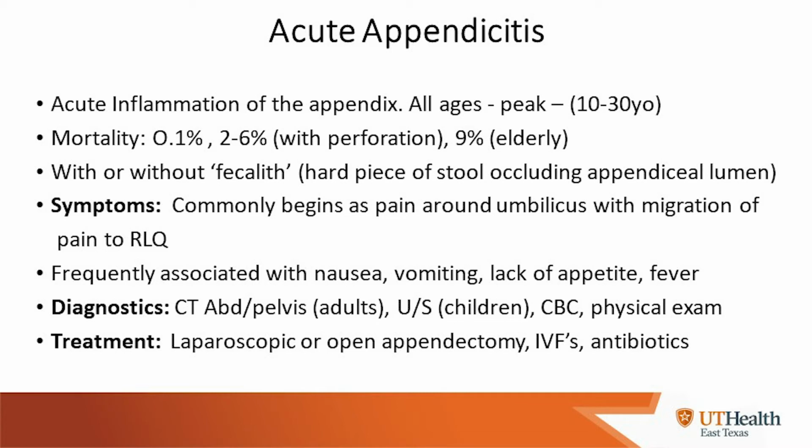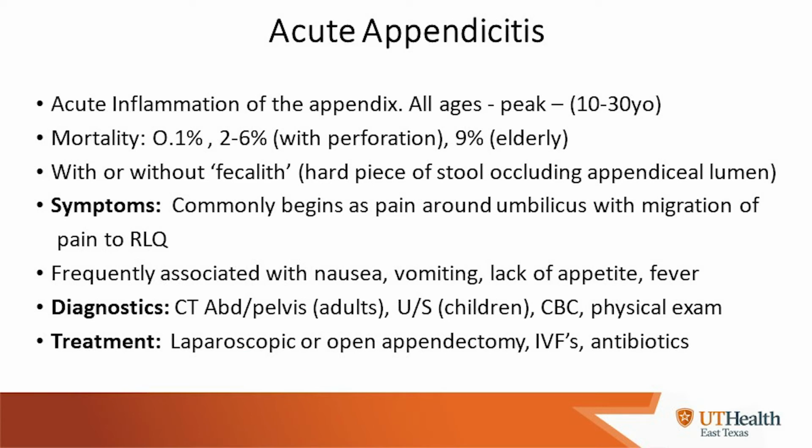Symptoms we normally hear are pain that begins around the umbilicus or the belly button and then ultimately migrates to the right lower quadrant, but it can be quite variable. Frequently, appendicitis is associated with nausea and vomiting or a lack of appetite. Patients just don't feel like eating, they just don't feel well. And frequently we see fever as well.